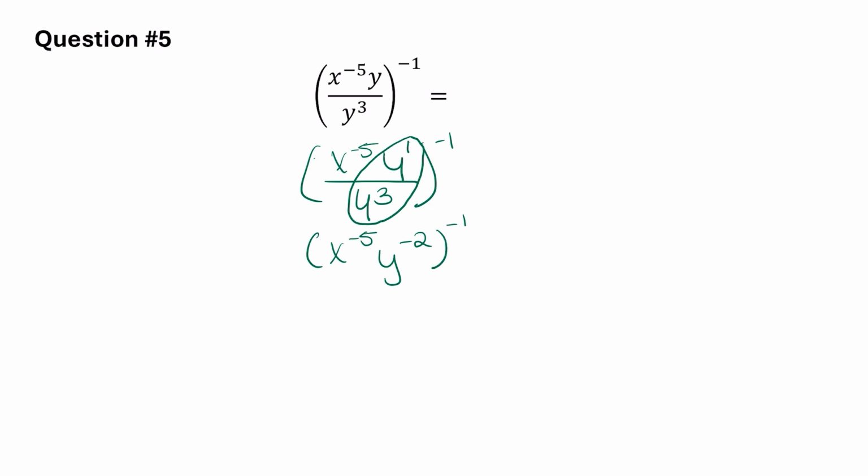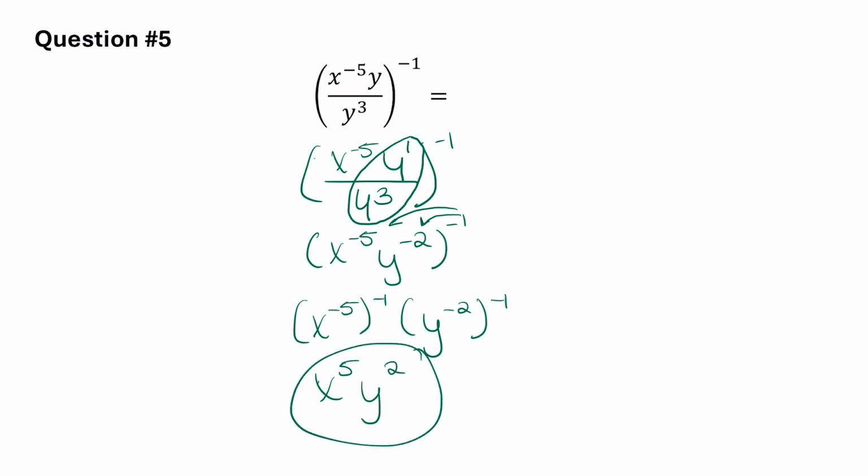Now I can use the power rules, and I can put this negative 1 exponent with these exponents I have on the inside. That means I'm going to have x to the negative 5 to the negative 1, and y to the negative 2 to the negative 1. Now remember, the power of a power property tells us that I have to multiply these exponents together. So for x, I have negative 5 times negative 1, which is going to be positive 5. For y, I have negative 2 times negative 1, which is going to be positive 2. So x to the 5th y squared is the simplified form of this expression.